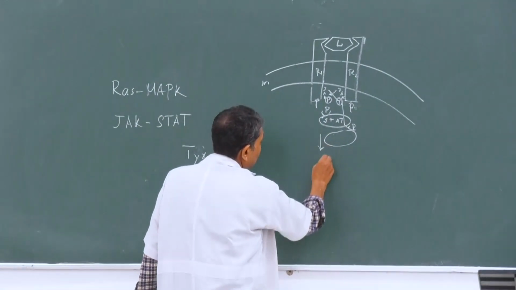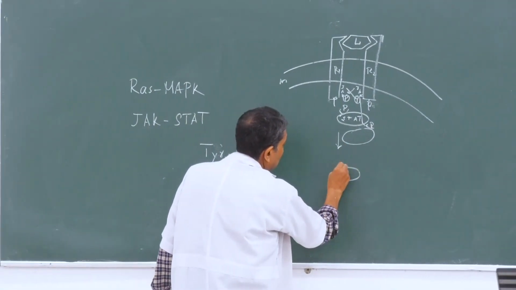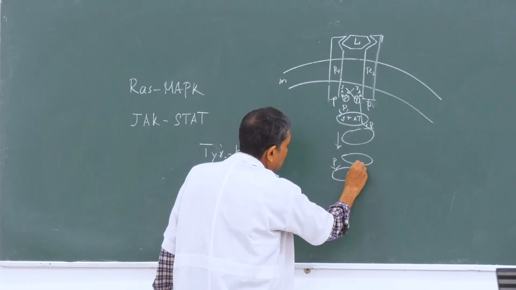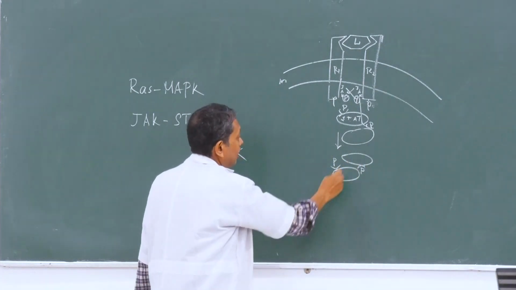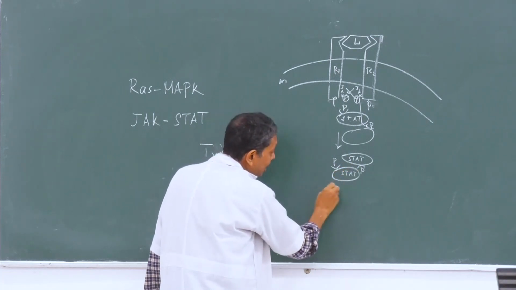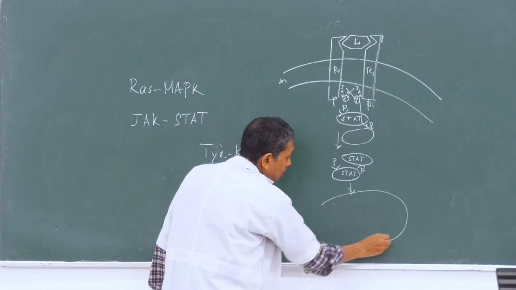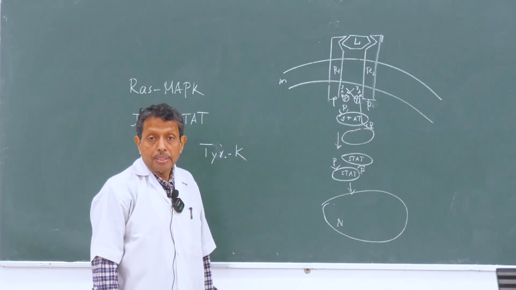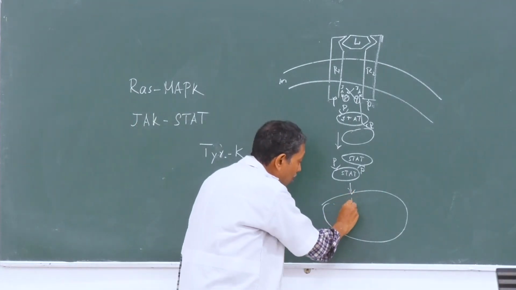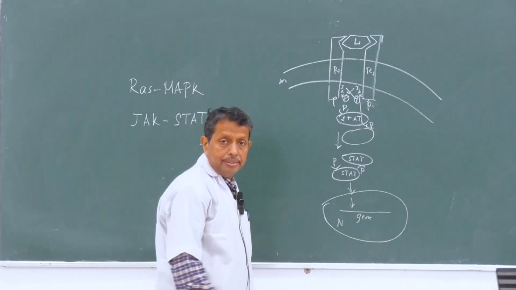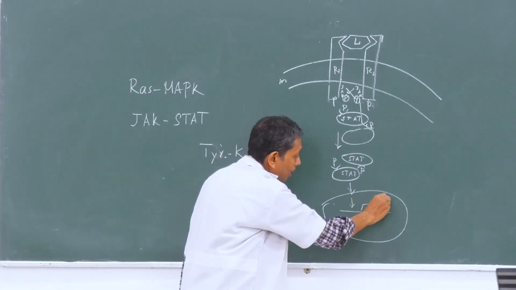Suppose in this way, there is formation of, and they come together, they form a homodimer, STAT. And they enter into the nucleus, and they then become activated, and they will bind with the appropriate part of the gene or DNA, and there is increase in the transcription of mRNA formation.